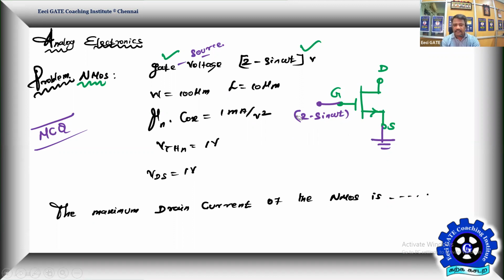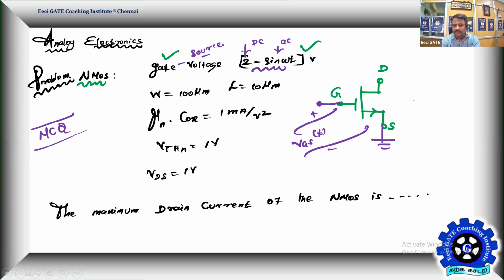Let me write it here. Whatever voltage is applied to the gate to source will appear across this. That's your VGS. So what is given as VGS of t is equal to 2 minus sine omega t. This has two components, one is the DC component, another one is the AC component. So a DC plus AC is applied to the gate to source of your NMOS.